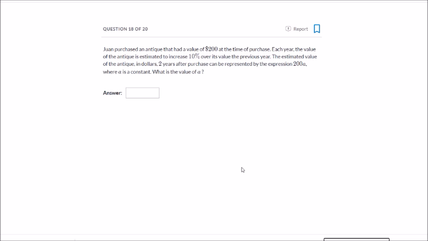And then we take that. 2 years would be that times 1.1 again. 200 times 1.1 times 1.1. 1.1 times 1.1 is 1.21. 200 times 1.21. So A is 1.21.